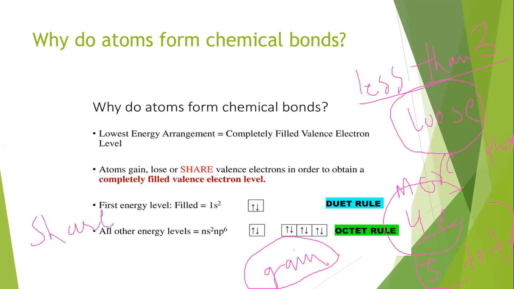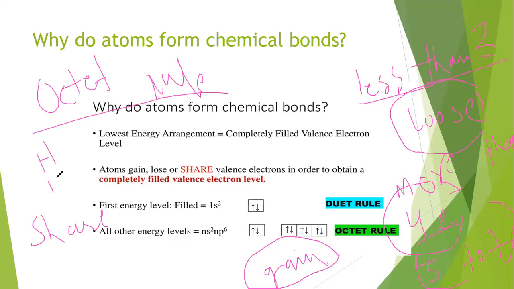Why are they sharing, donating or losing electrons? To attain the electronic configuration of noble gases, which means they want to follow the octet rule. They want 8 electrons in their outermost shell. Remember this, the duplet rule is just for hydrogen and helium because these two atoms have just one shell. That's why this rule is followed by hydrogen and helium.